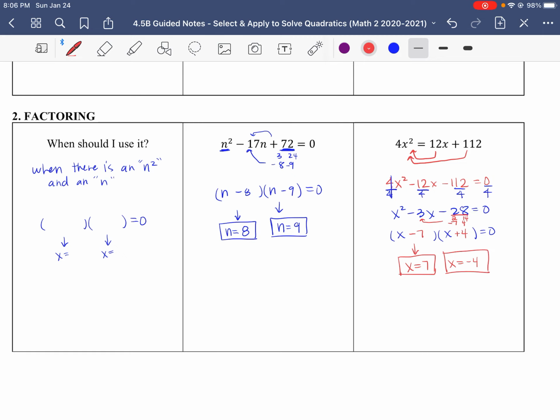Okay, so again, we use factoring when there's an n squared term and an n, and also if there's a value that's like a is equal to 1. So if there's not a number out front, remember when there was a number, then we had to do the bottoms up method. Now the reason we didn't have to do the bottoms up method on this one is because they were all divisible by 4, so that number went away.